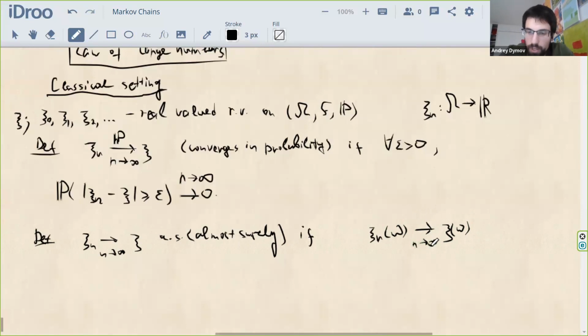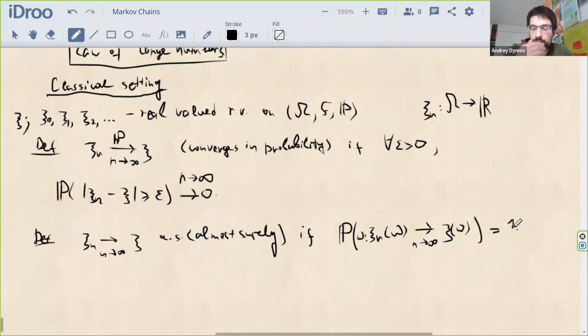So this is just the point-wise convergence, the simplest type of convergence. At any point, the values of our functions converge. But in probability theory, this doesn't work well, because just any omega isn't interesting. It's interesting that the probability of the omegas such that this convergence holds equals 1.